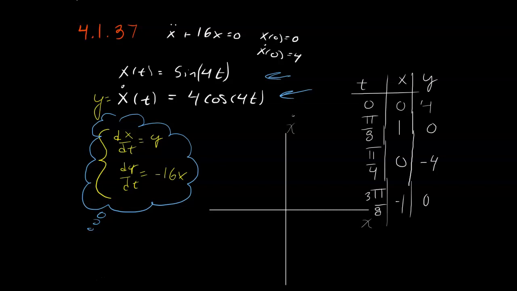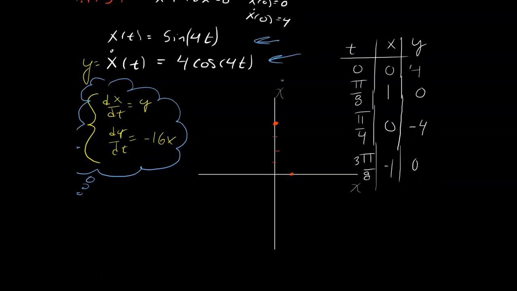So at time being 0, we see that we're at x equals 0, y equals 4. So we're up here. As we progress, we're a little bit closer. So this would have been height 1, 2, 3, 4, and just distance 1. And then go down 1, 2, 3, 4.